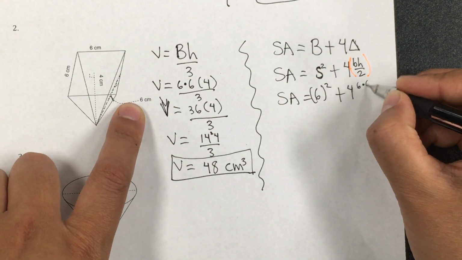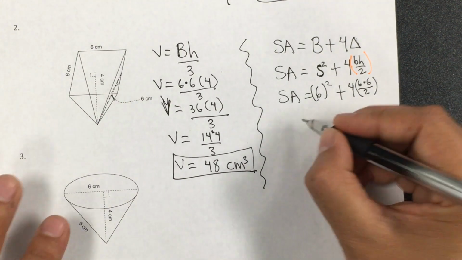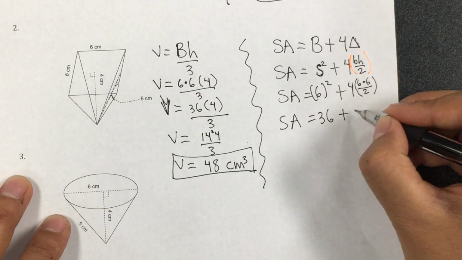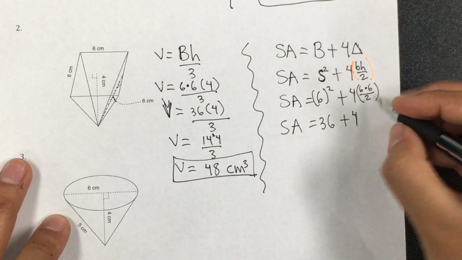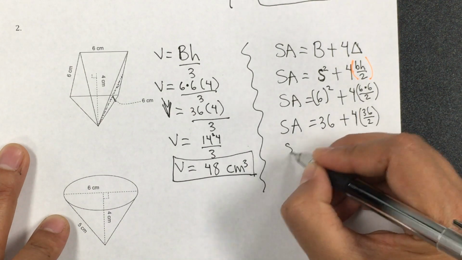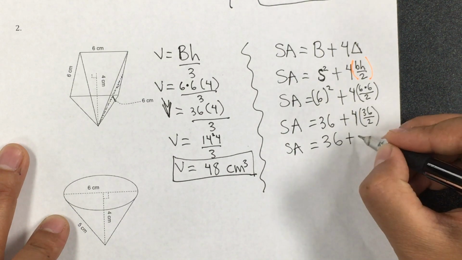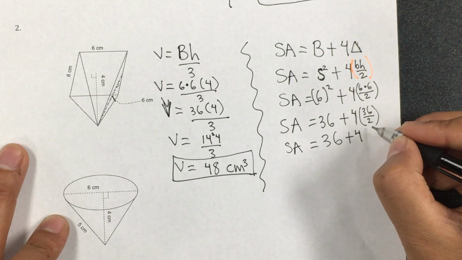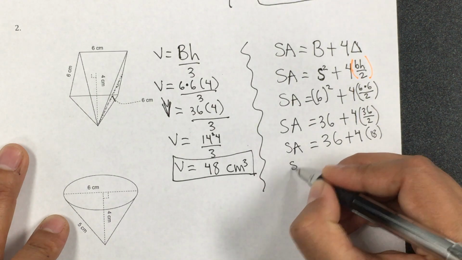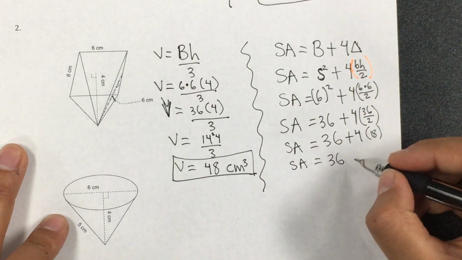So 6 times 6 divided by 2, because the formula asks for that. 6 times 6 is 36. In here we just bring down the 4. 6 times 6 is 36 divided by 2. We are going to divide, bring the 4 down, divide 36 by 2, which is 18. Bring down the 36. We multiply 4 times 18.